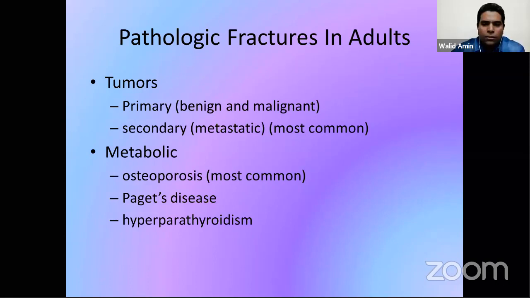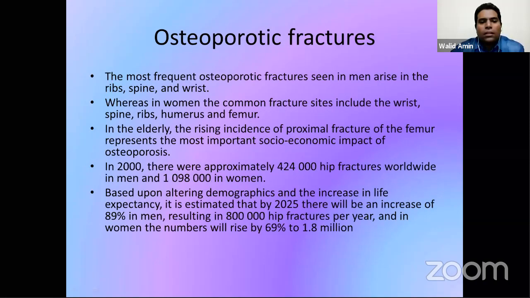And we have Paget disease and hyperparathyroidism. For the osteoporotic fractures, this is the most frequent cause of pathological fracture. In men, it arises in the ribs, spine, and the wrist, whereas in women it is common. These fractures are common. Sites include the wrist, spine, ribs, humerus, and femur. In the elderly, the rising incidence of proximal fracture of the femur represents the most important socioeconomic impact of osteoporosis.